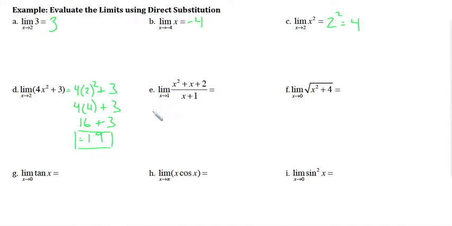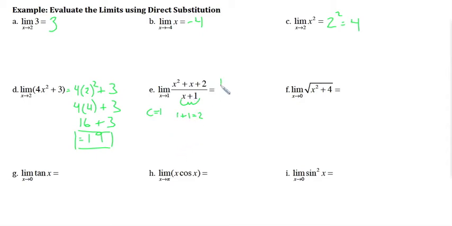For letter E, this one here is a rational function. So you can see that it's a polynomial divided by another polynomial. Now, direct substitution is going to work as long as this value c equals 1 is in the domain of this function. Okay? So really what we're doing here is we're looking at the denominator. And if we plugged 1 in for the denominator, we get the value of 2. So therefore c is going to be in the domain, meaning direct substitution is going to work.